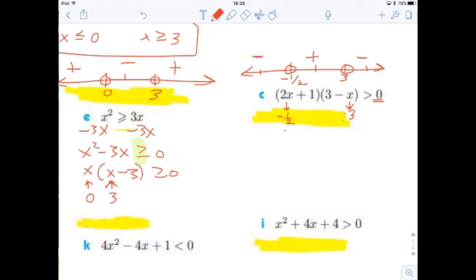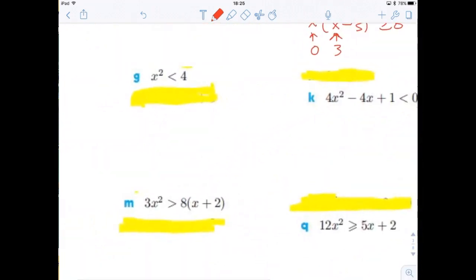Okay, so in this case we want positive numbers, and we would not include the boundaries because we want it to be greater than 0, not greater than or equal to 0. So in this case we'll say that we want the interval of x between negative 1/2 and 3.